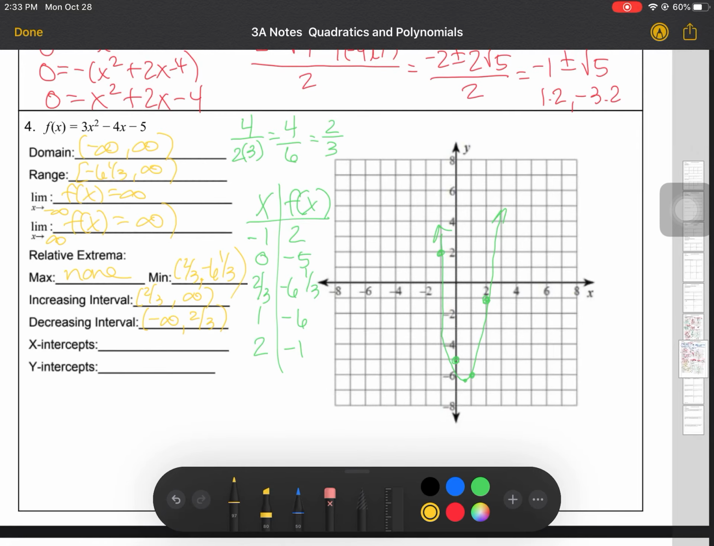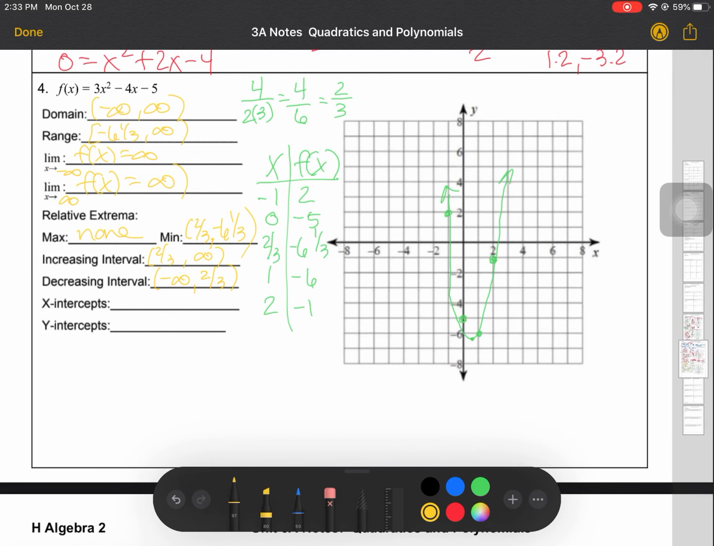For your x-intercepts, we're going to solve that by setting this all equal to 0. Again, this one doesn't appear to give me pretty answers on either side of my x-intercept, so I'm going to have to go ahead and quadratic formula this. So we have 4 plus or minus 16 minus 4 times 3 times -5 all over 6.